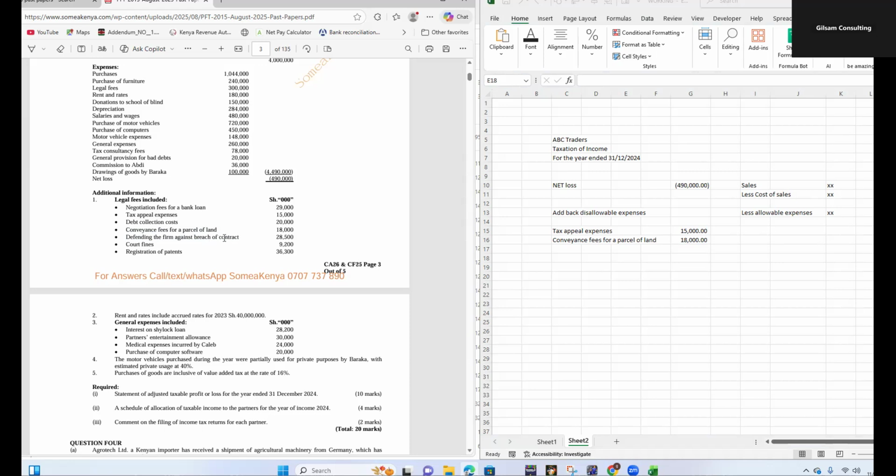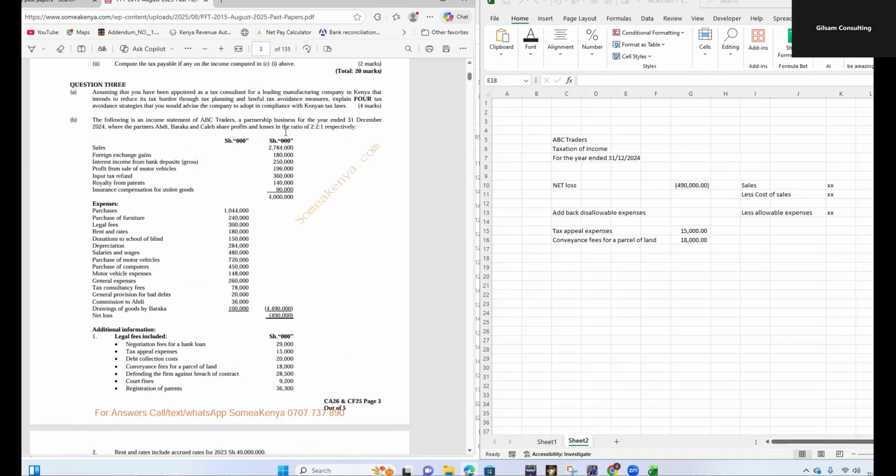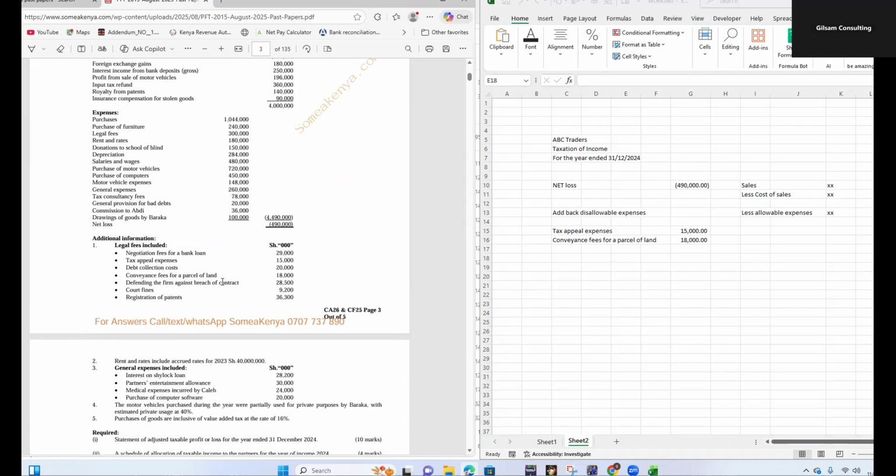Yes, maybe this is a business contract. We have not been told the nature of the business, but we assume this is a business contract. If it was for directors, then we could have disallowed, but it is for business. Court fine is in my penalties and all that.